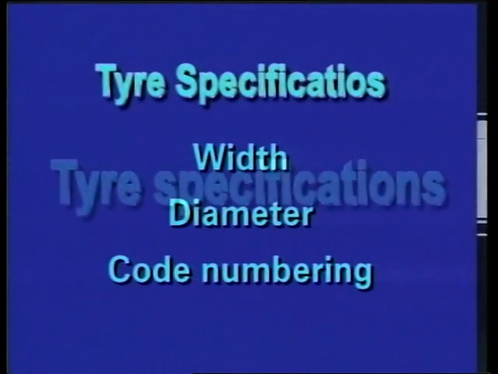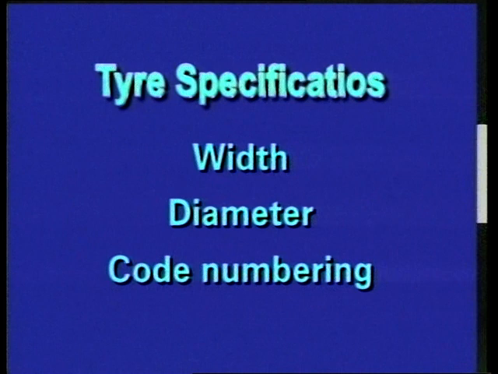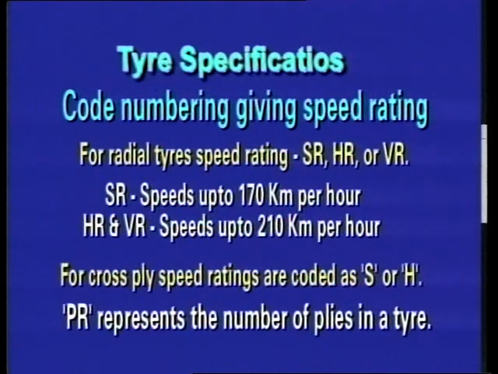Tire specifications. The tire is specified by the following: width, at the widest point when the tire is inflated to the correct pressure; diameter, which is the same as the rim diameter; and a code number giving the speed rating. In the case of radial tires, the speed rating code becomes SR, HR or VR.